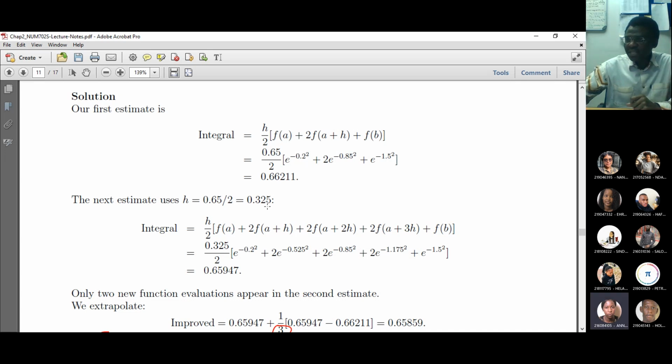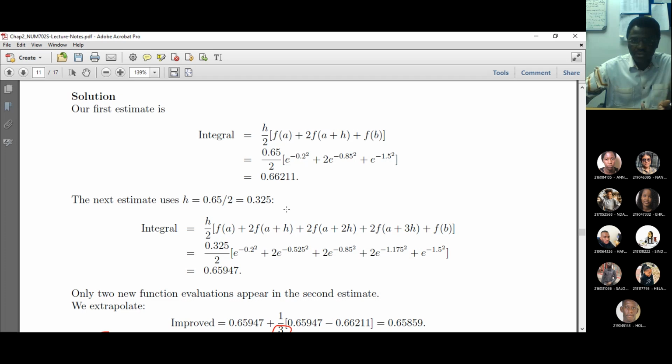Now you agree with me that if I have a different h, it will give me a different number of points in the interval. The number of points will double, isn't it? I mean, the number of subintervals will double. The previous one is 2 subintervals, now we have 4 subintervals. 4 subintervals means a total of 5 points: 1, 2, 3, 4, 5. Are we together? Yes.